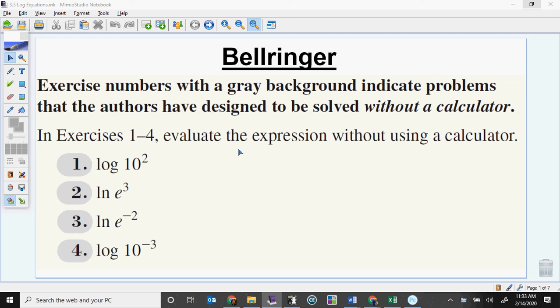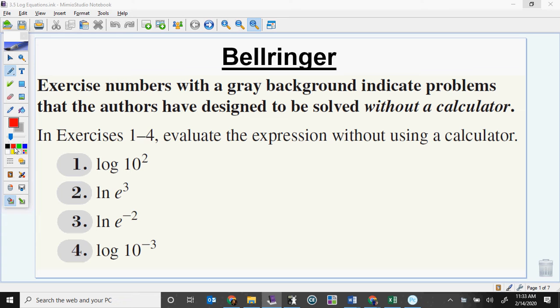We're going to look at section 3.5 today, which is logarithmic equations. This is our bell ringer. See if you can pause the video, try these four, and notice it says do it without using a calculator, and then hit play and I'll show you how to do each one.